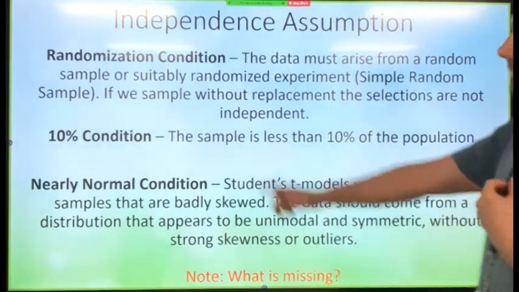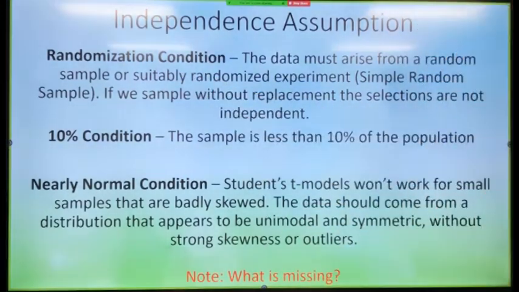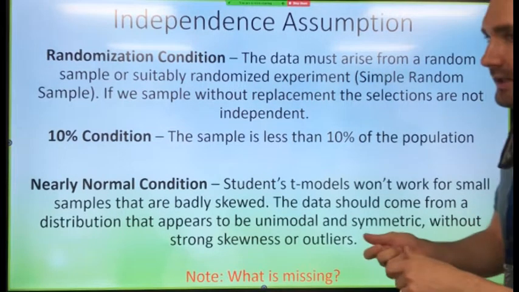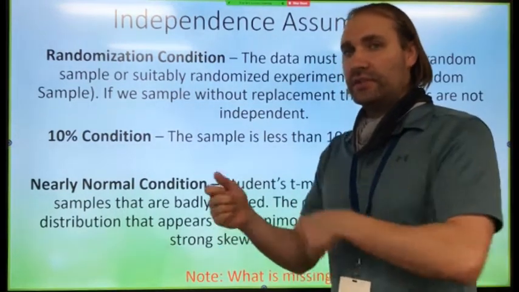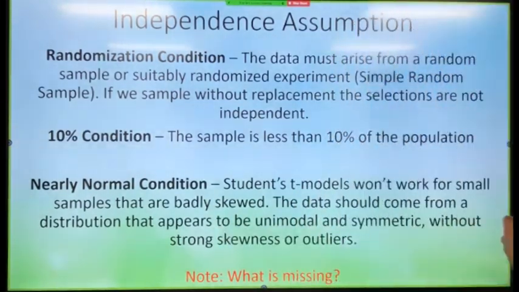A randomization condition, so the data must arise from a random sample or a suitably random experiment, like a simple random sample. If we sample without replacement, these selections are not independent. So if I have a deck of cards, I take one out, but don't replace it, then it changes the probability, right? And we also must meet the 10% condition. The sample is less than 10% of the population.